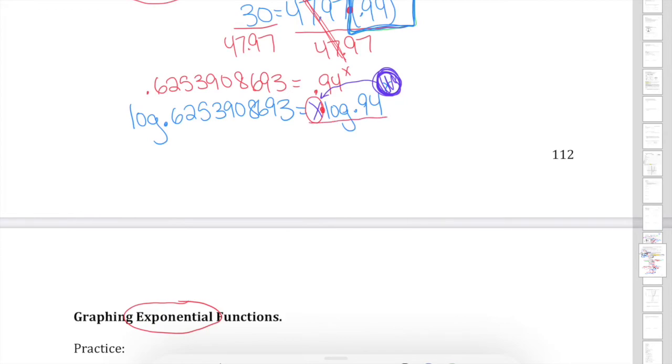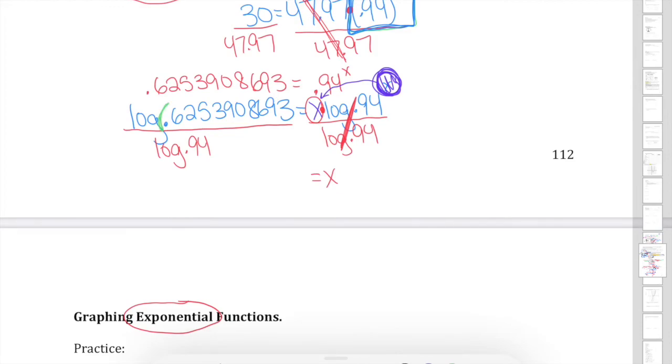It's a solvable equation now. So to get X by itself, I have to get rid of what it's being multiplied by, which is the log of 0.94, and I undo that multiplication by dividing both sides by the log of 0.94. So this cancels out over here and I'm left with X by itself, which is awesome.